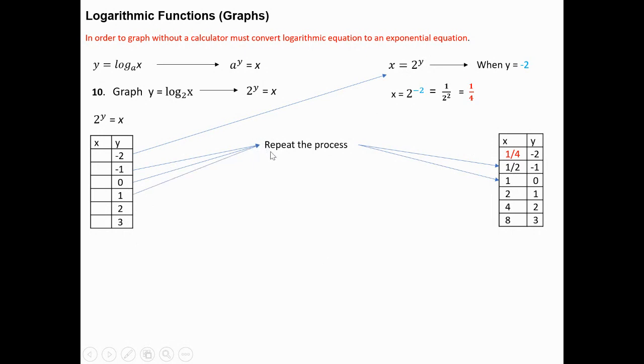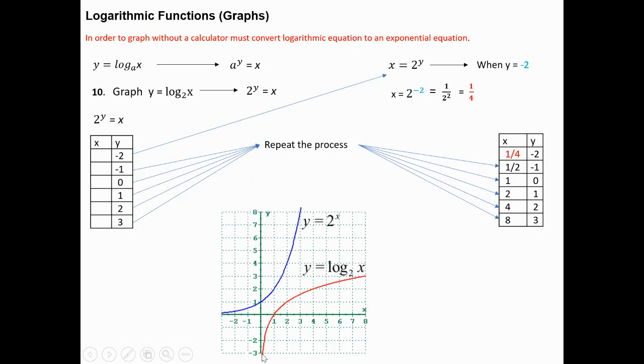If I plug in 1 for y, it's going to be 2 to the first power, which equals 2. If I plug in 2 for y, it's going to give me 4 because 2 squared is 4. If I plug in 3 for y, repeating the process, it's going to give me 8.